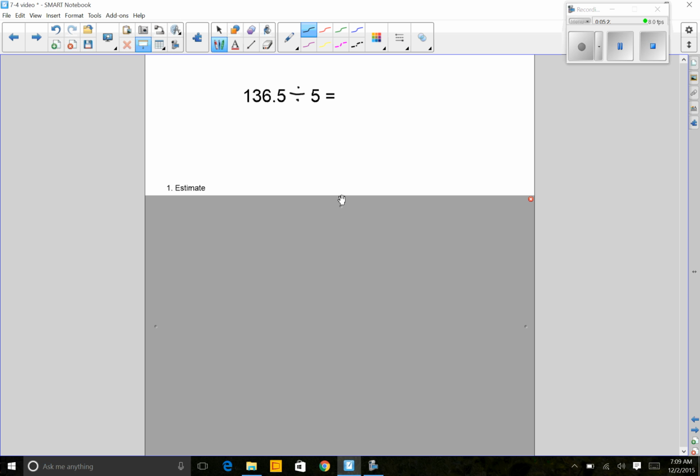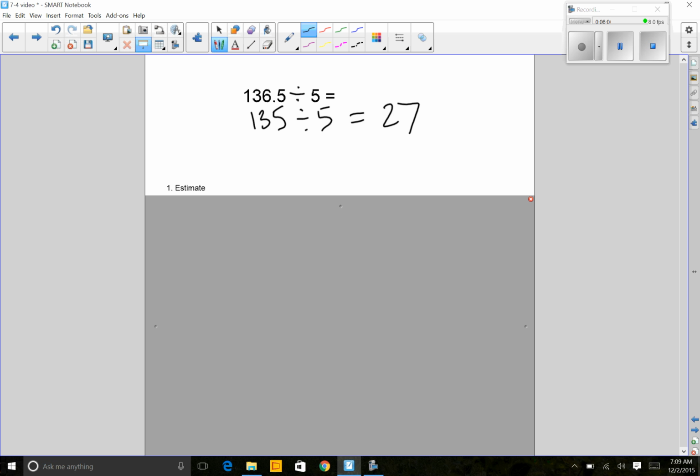Okay, so the first thing I'm going to do is estimate. I could round this to 130 or 135. 135 is my closest one. So 135 divided by 5. I'm going to leave the divisor the same and change the dividend into a number that's compatible with 5. Any number that ends in 5 is divisible by 5. And 135 divided by 5 would be 27. So I know my number is going to be close to 27.